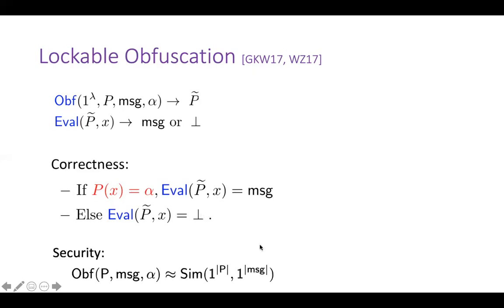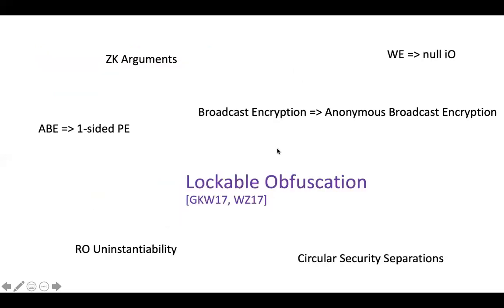For the security part, given a program and a message, if you obfuscate the program using a random lock value, then the obfuscated program should be indistinguishable from a simulated program. That essentially means the obfuscated program should hide the message and the program itself. The two papers that proposed this notion also gave a construction based on the learning with errors assumption. So we know how to construct lockable obfuscation from standard assumptions. And at the same time, they have also shown plenty of applications of lockable obfuscation. So that's pretty nice as well.